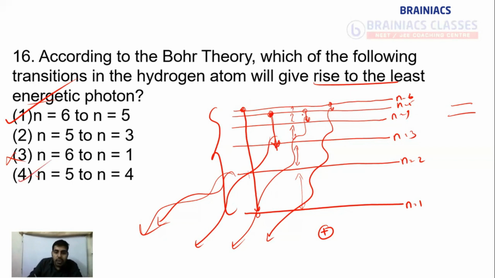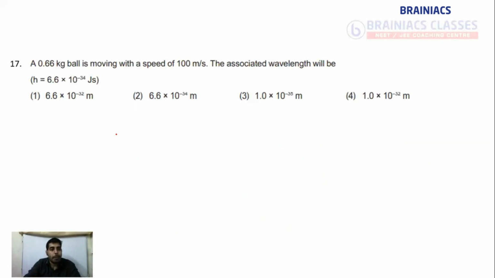Now 5 to 4 means the electron is jumping from here to here. Compared to 5 to 3, the energy difference for 5 to 4 is again less, so the liberated radiation will have lower energy. Now the last one is 6 to 5. Here the energy difference between these two orbitals is least, so when the electron jumps from 6 to 5, the radiation emitted will have least energy. So the answer is 6 to 5. I think it's clear. Moving on to next question, number 17.